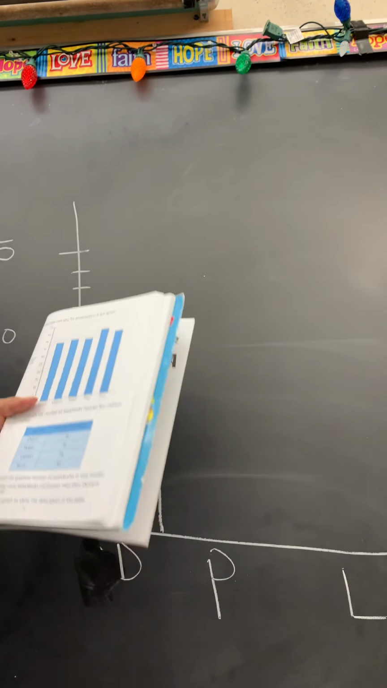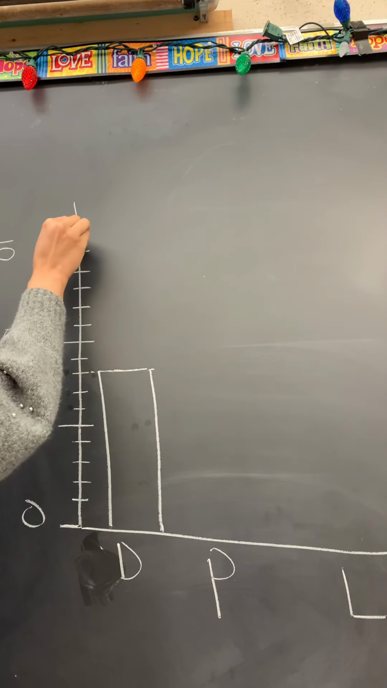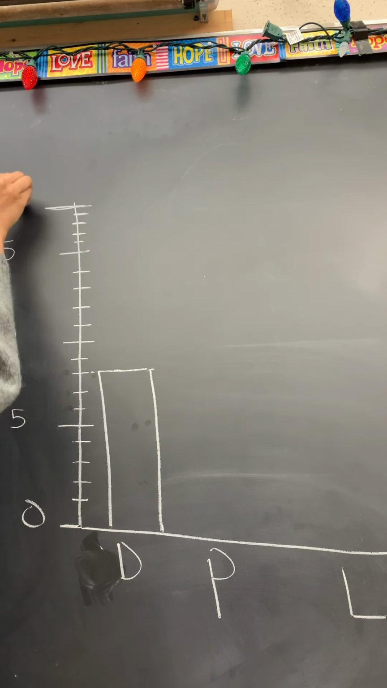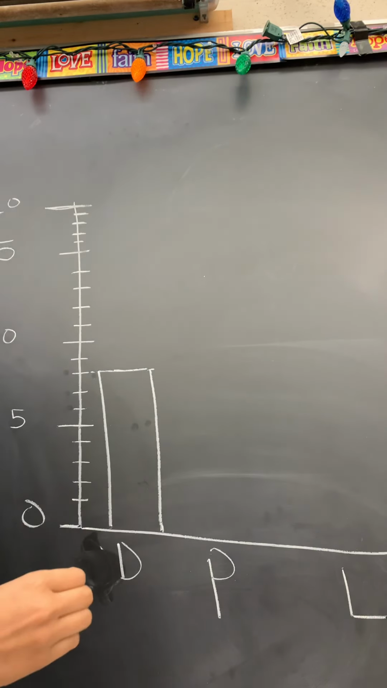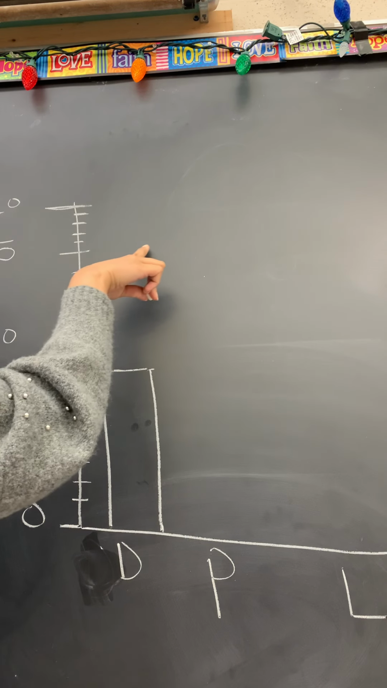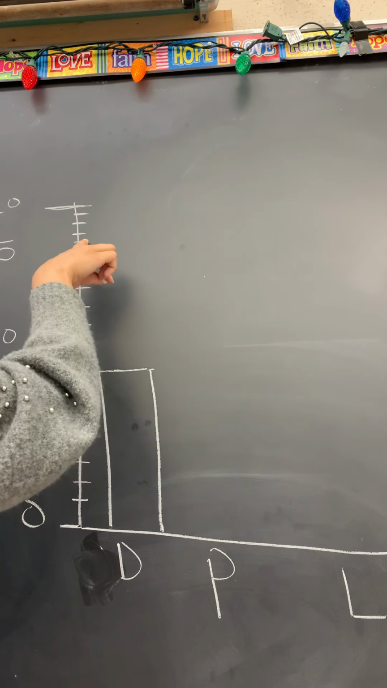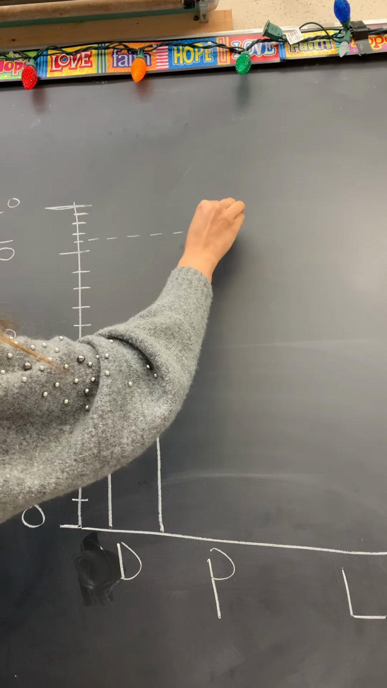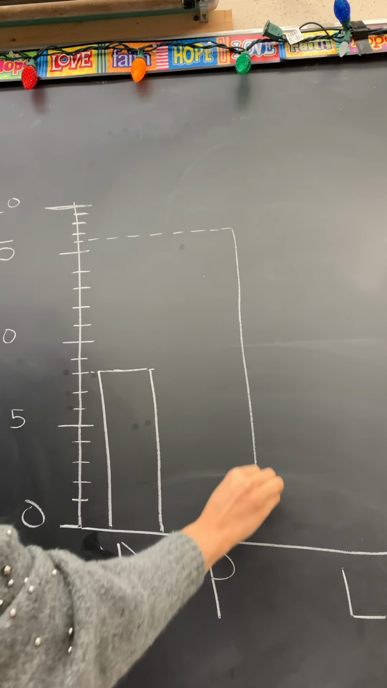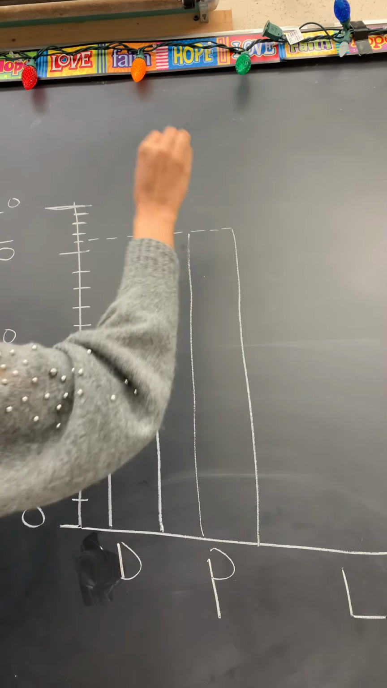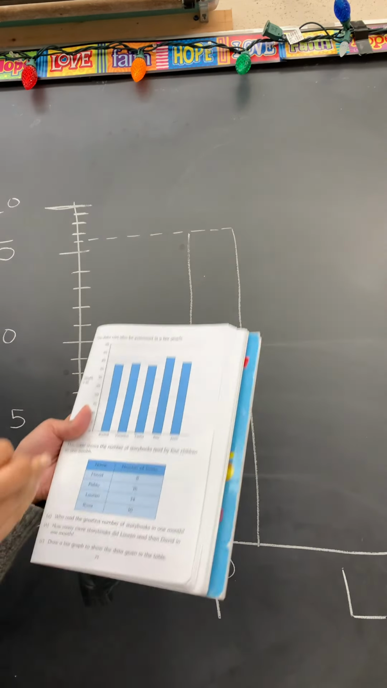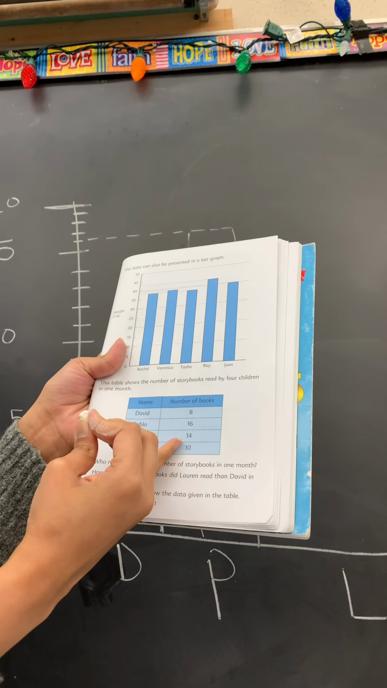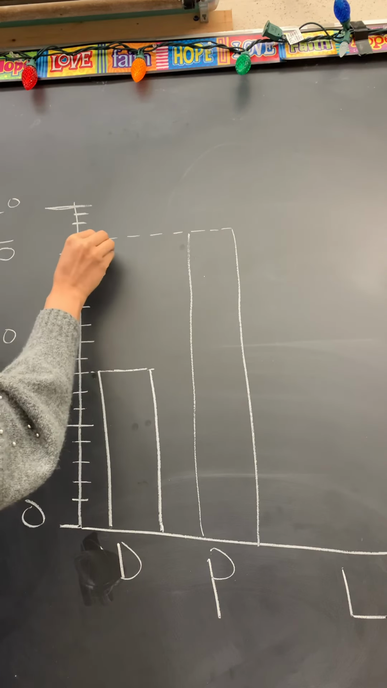Now Pablo read 16. So I should have drawn 1, 2, 3, 4, 5. So 20. There we go. Pablo read 16 books. Now my 15 is right here, but Pablo read 16. So I am going to start my bar graph for Pablo right at 16. There we go. Then we go ahead and look at Lauren's. So Lauren read 14. So my 15 is right here.